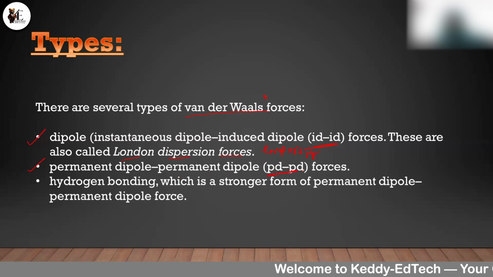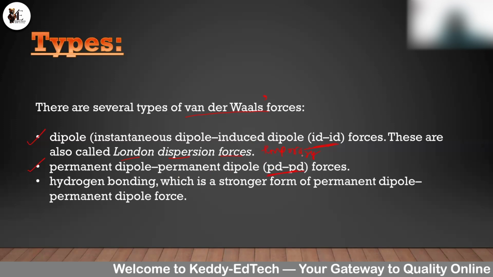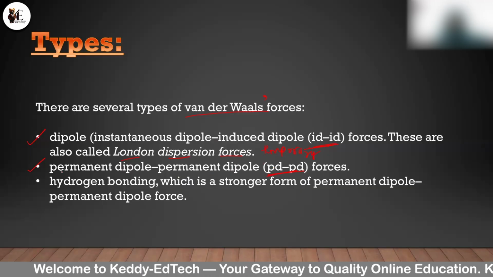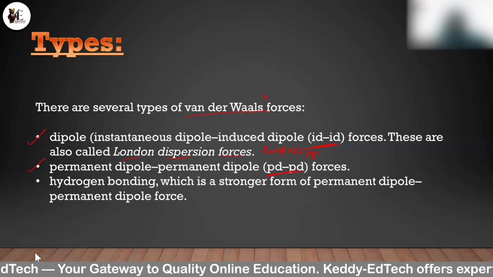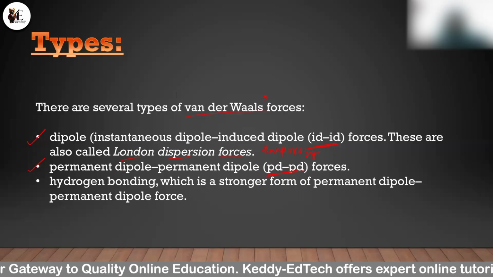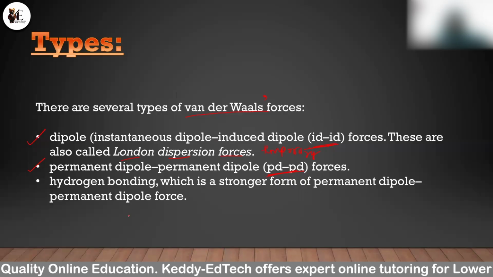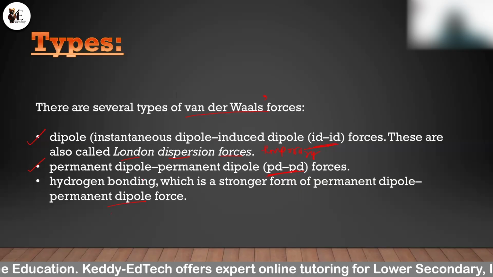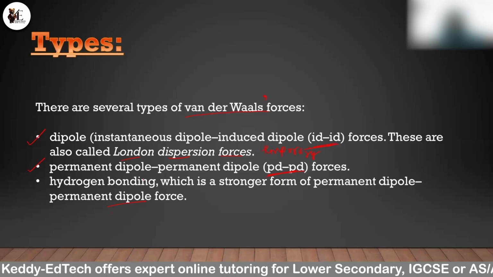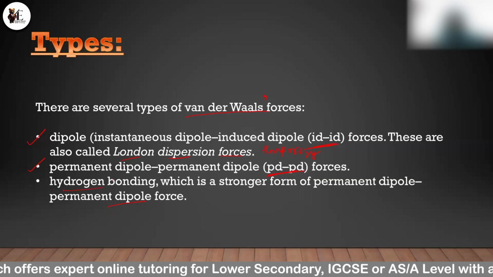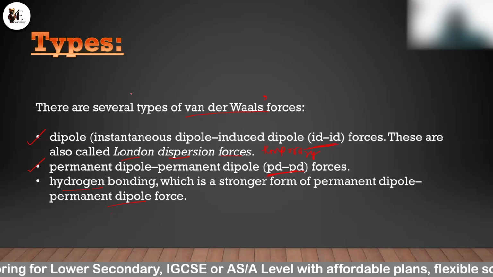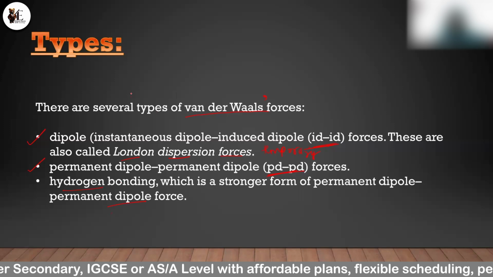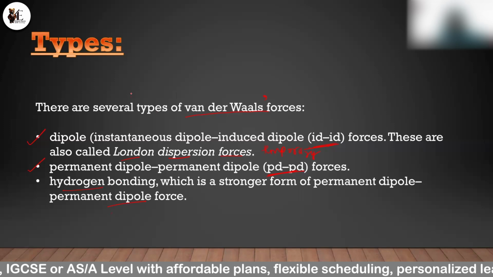That means PD forces. The first force we learn about is ID forces, the second is PD forces, and the third force is hydrogen bonding. Hydrogen bonding is a stronger form of permanent dipole force. Basically, it comes under PD force. So the stronger PD force is called hydrogen bonding. In detail, we'll learn about these forces in the next slide. So write down these three types of van der Waals forces which we are going to learn today: ID forces, PD forces, and hydrogen bonding.